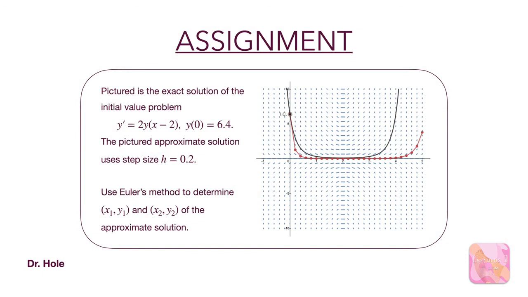Here's an assignment for you to employ Euler's method. You have a differential equation, an initial condition. Here is the direction field for that differential equation. The solution curve is sketched, as well as the approximate solution given by Euler's method. Your job is to use step size 0.2 and produce the coordinates of the first 2 red dots, x1, y1, and x2, y2.